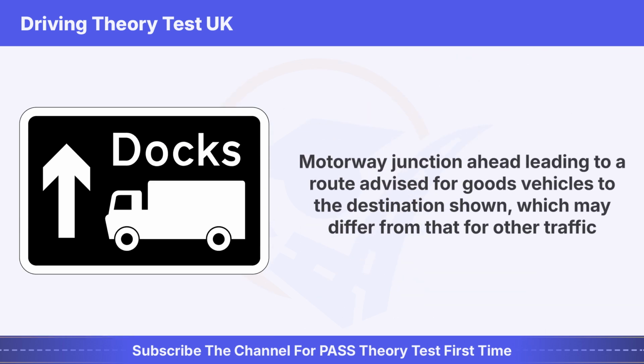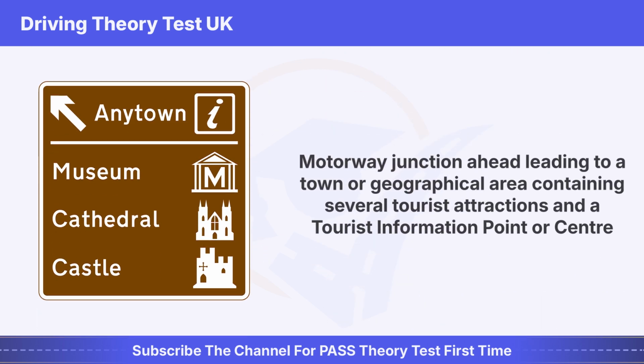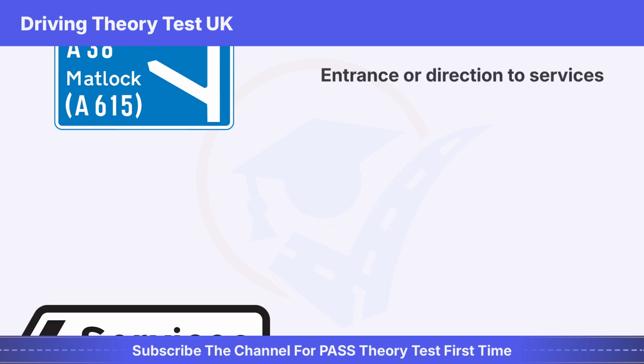Motorway junction ahead leading to a route advised for goods vehicles to the destination shown, which may differ from that for other traffic. Motorway junction ahead leading to a town or geographical area containing several tourist attractions and a tourist information point or center. Motorway junction, displaying route number and destination reached as well as destination reached by remaining on the motorway.